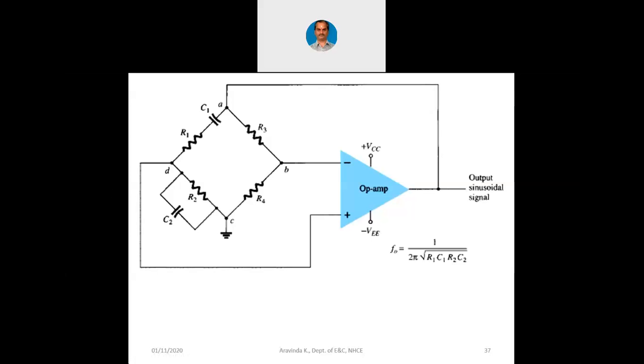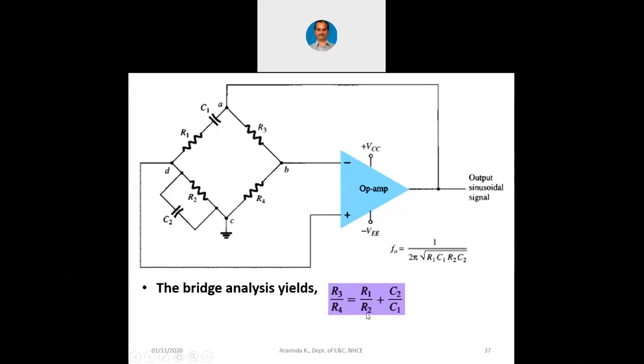The same circuit is visualized in a different way now. Now the tungsten lamp corresponds to this R4. So in this you have a formula F0 equals 1 over 2 pi into square root of R1 C1 R2 C2, considering this lead lag circuit. Now performing the bridge analysis, just like the Wheatstone's bridge analysis, we have R3 by R4 equals R1 by R2 plus C2 by C1.